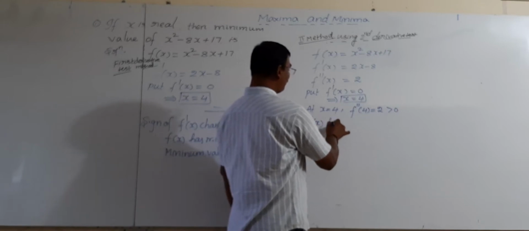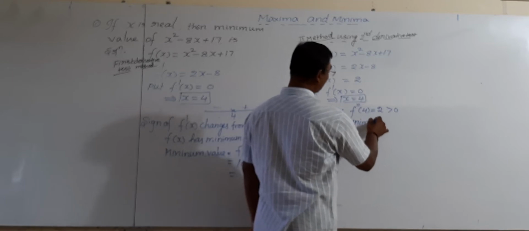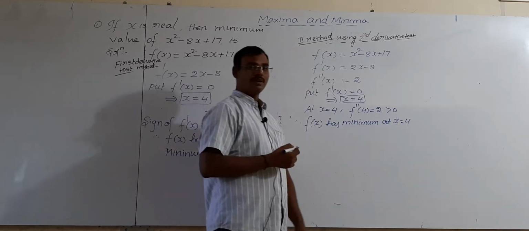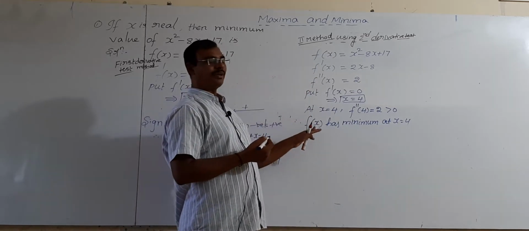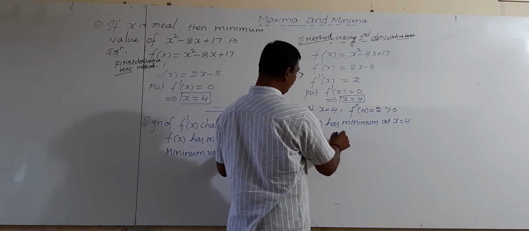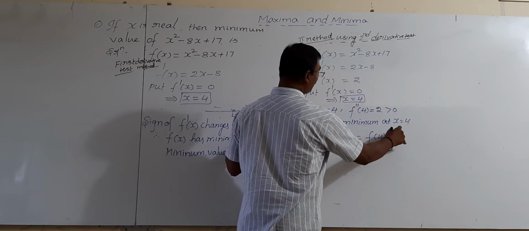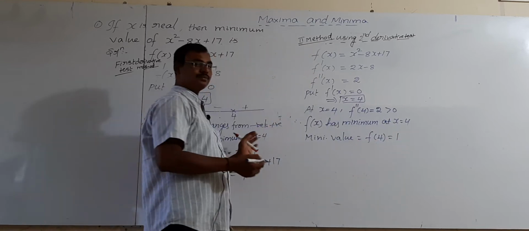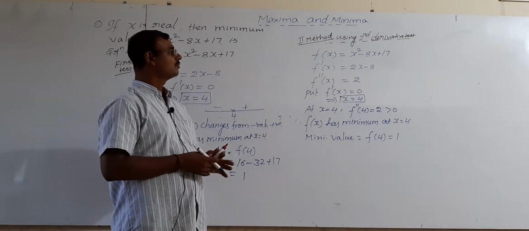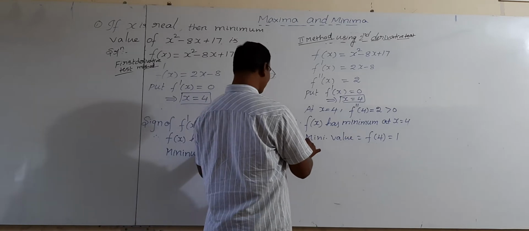Therefore, f of x has a minimum at x is equal to 4. Concluded value. Finally, what is the minimum value? So, minimum value is equal to f of 4. Already we proved answer 1. Would you get the same answers? Yes. If you want a third method, that you know very well.